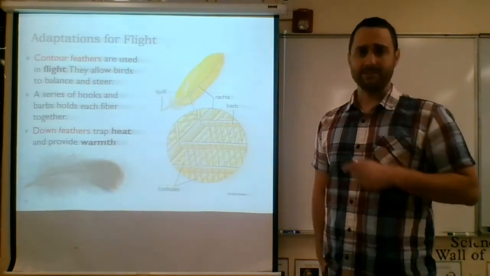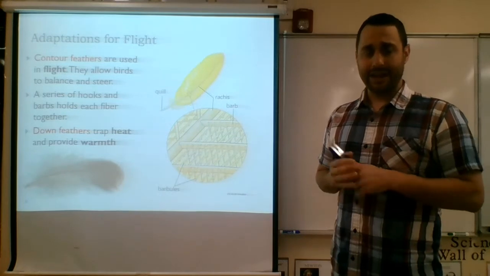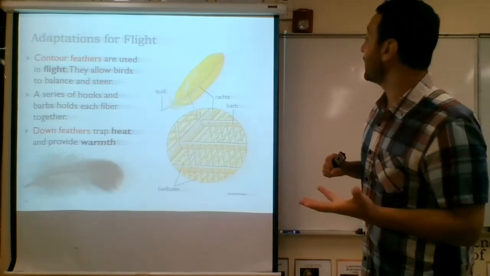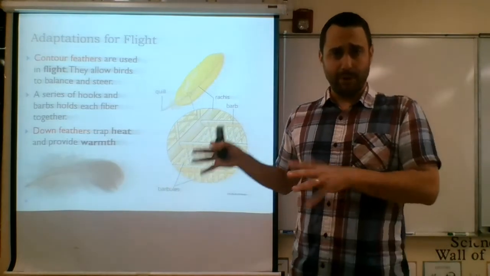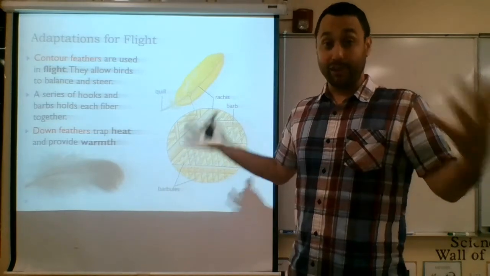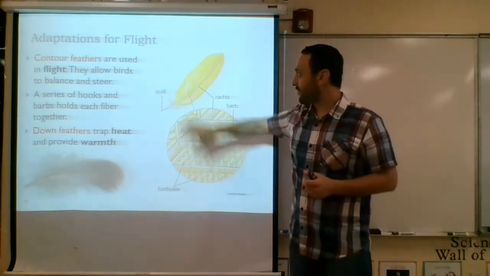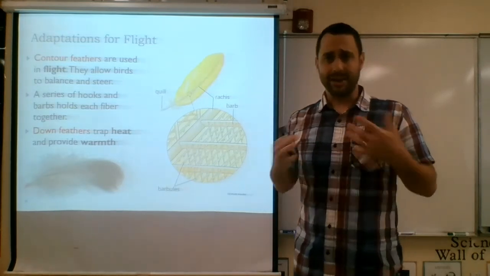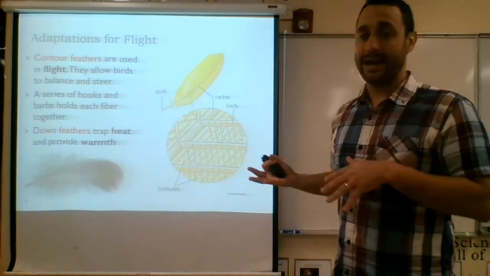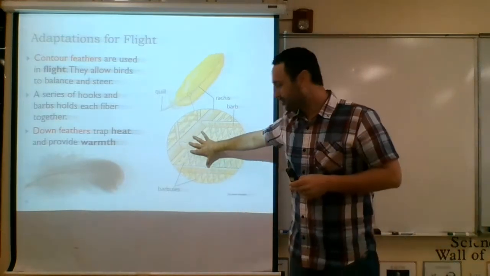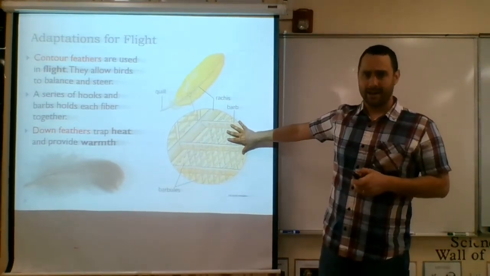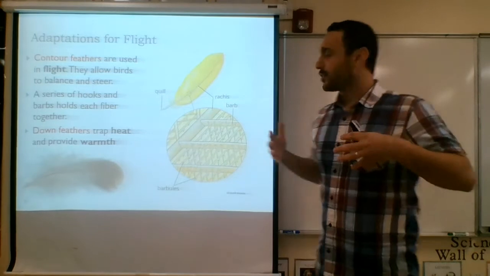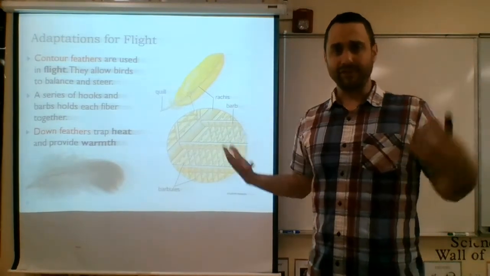Okay, so the feathers themselves are actually going to have a couple of different functions. Right? So not all feathers on the bird are for flight necessarily. The feathers that are used for flight are going to be called contour feathers. Those contour feathers are designed in such a way that they have these interlocking hooks and barbs that are going to create a proper flight surface.